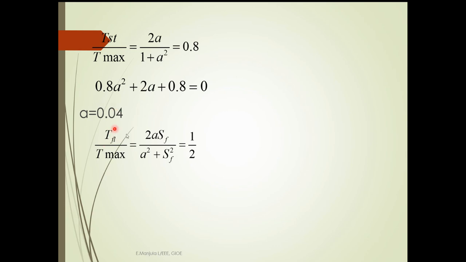And this is full load torque divided by T max, which is equal to 2AS divided by A square plus S square, which is equal to 1 by 2. So this is full load, which is 100, and this is 200. So we know what A is. As we know A, we can find the slip at full load. So substitute A in this formula, and we will get SF, that is the full load slip. So the full load slip is 0.01.